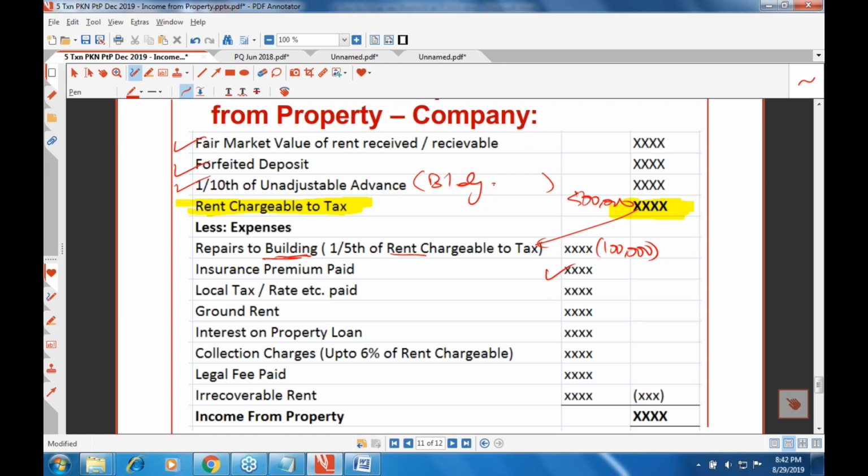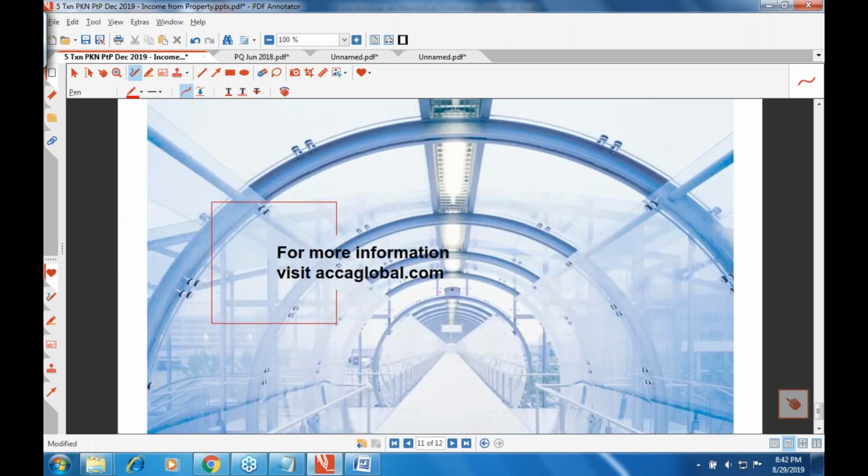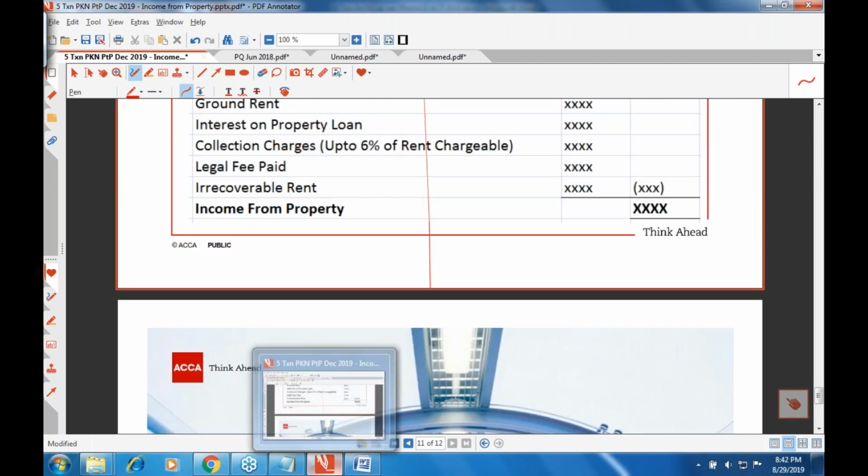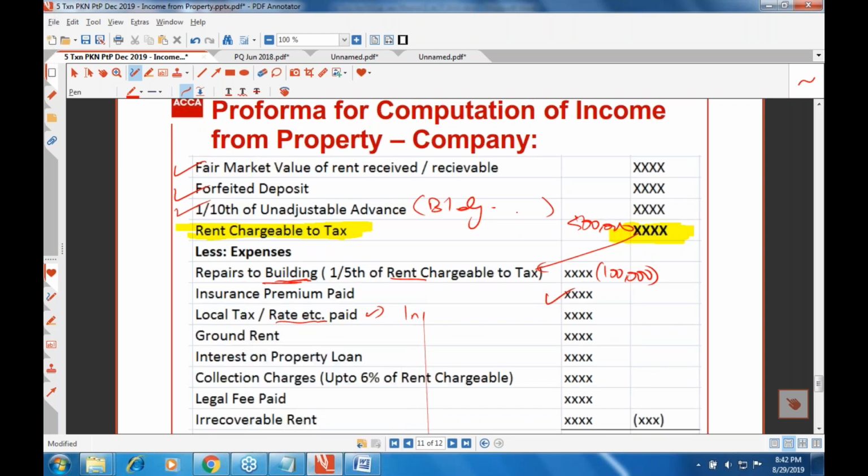The third thing with respect to the company is the local tax, rate, etc. paid. Now what exactly do you mean by local rate, tax, etc. paid? Try to understand. There's one thing which is called income tax. You cannot claim income tax as an expense here.